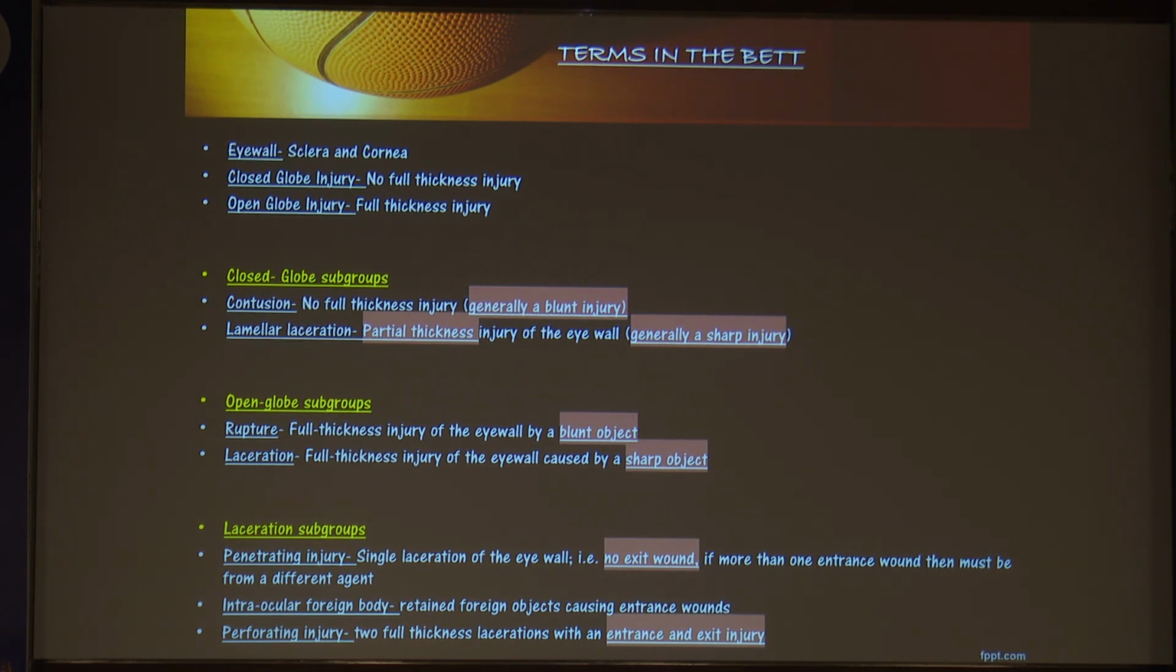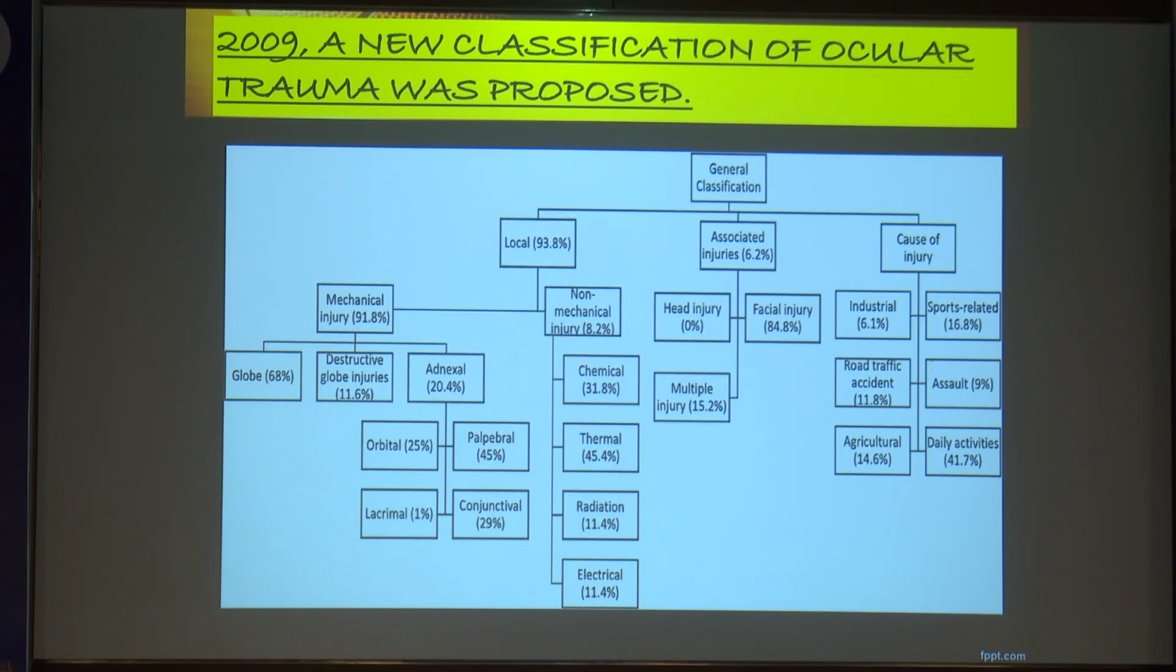In the contusion, it was generally a blunt injury, and in the lamellar, it was a partial thickness, generally with a sharp object. And in the open globe varieties, which was full thickness, the rupture was with a blunt object and the lacerations were with a sharp object. Then the three subclassifications of the lacerations were penetrating injury, where there was no exit wound, only an entry wound; perforating injury, where there was both entrance and exit; and an intraocular foreign body, which is a retained intraocular foreign body causing entrance wounds.